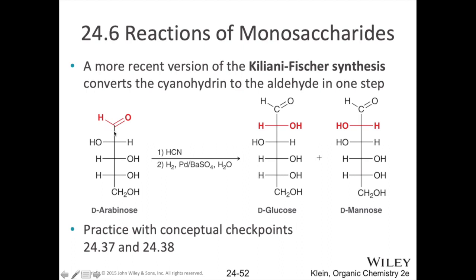In other words, if you have a sugar and you want to extend it by one chiral carbon, react it first with hydrocyanic acid, then subsequently react it with hydrogen and a poisoned catalyst, palladium and barium sulfate, and subsequently hydrolyze it with water. Okay, so please note, of course, that you get a racemic mixture here. You get both versions of that chiral carbon.